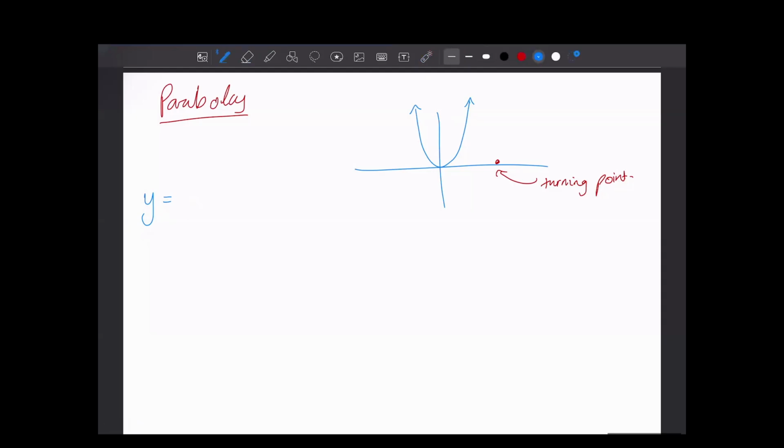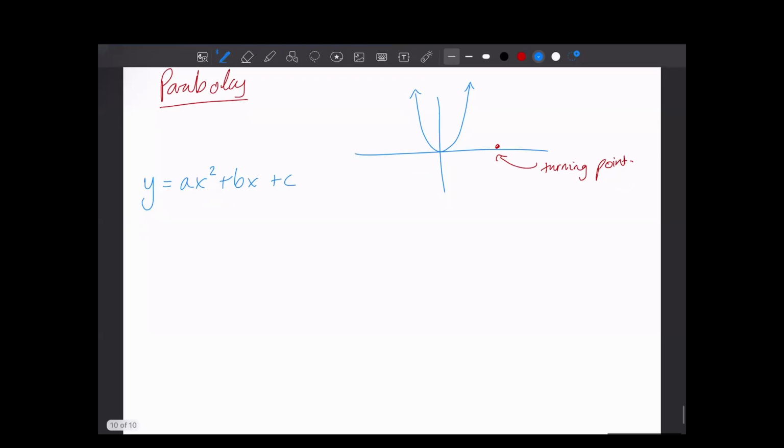So sometimes they write y equals ax squared plus bx plus c. Does that look familiar? Oh yeah. So this is the equivalent of our y equals mx plus c or mx plus b. This is the general form. So here, a, b, and c are the equivalent of how we had m and b in the previous one for lines.